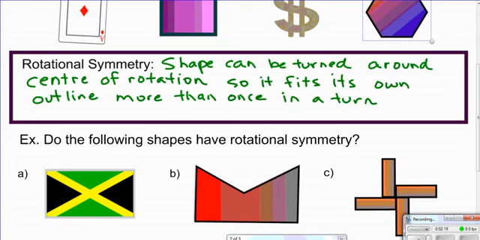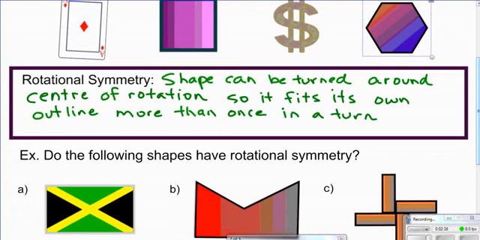Okay, that's better. So rotational symmetry, hopefully you discovered, is when a shape can be turned around its center of rotation. When we say center of rotation, what we mean is the point that we're turning it around. If we went up to the card, this was the center of rotation. If we looked at the square, that was the center of rotation. For all of these shapes, we're using the center of the object as the center of its rotation.